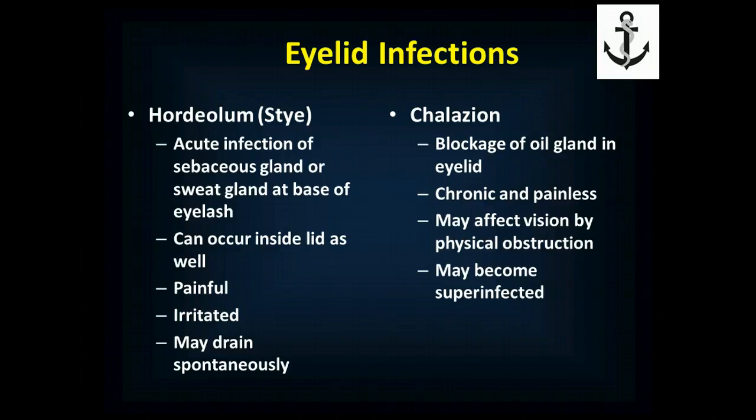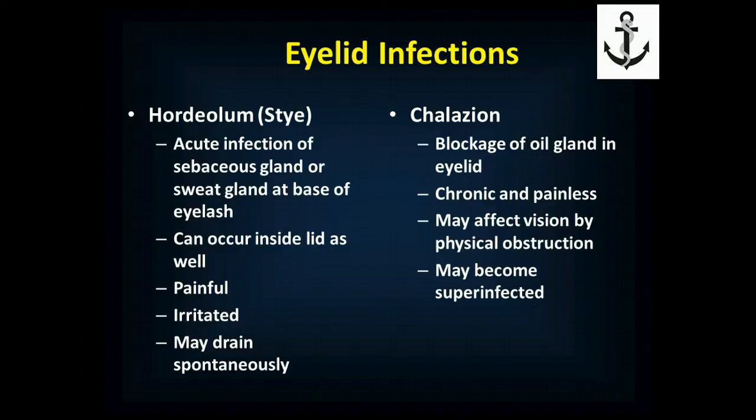The eyelid can get infected, and there's a focal infection and a sort of chronic issue that we'll talk about. The focal infection is the hordeolum or stye, and that's an acute infection of either one of the oil glands or a sweat gland, the sebaceous glands, which make this sort of lubricating, cheesy material at the base of the eyelash. They can actually occur inside the lids as well, in which case they look like a little red bump.